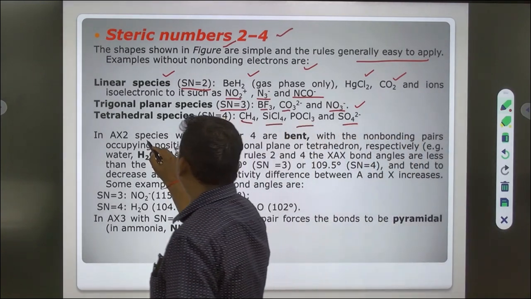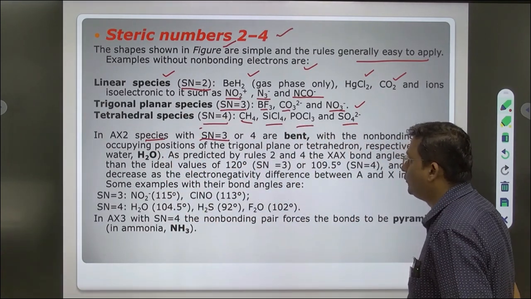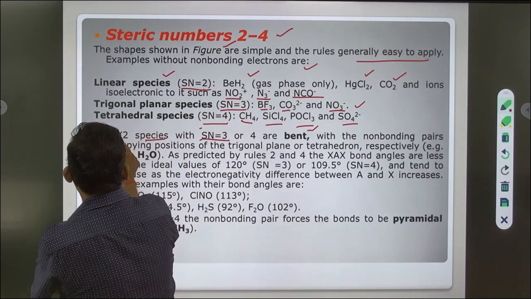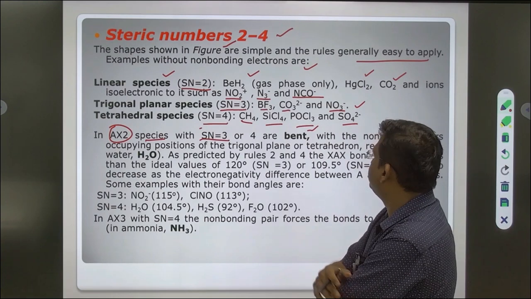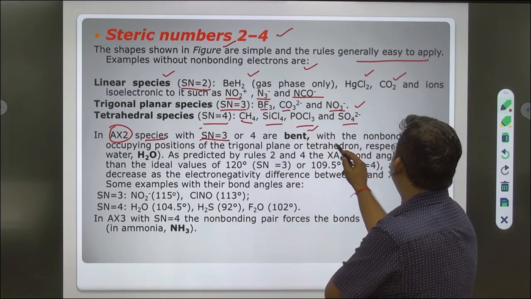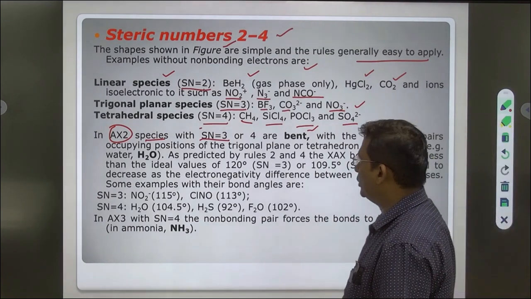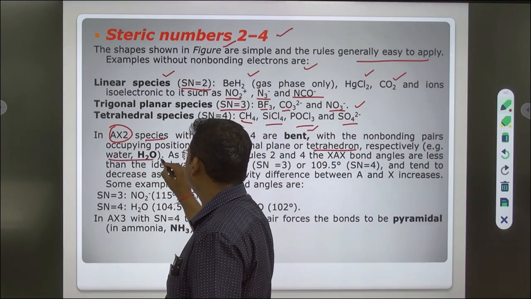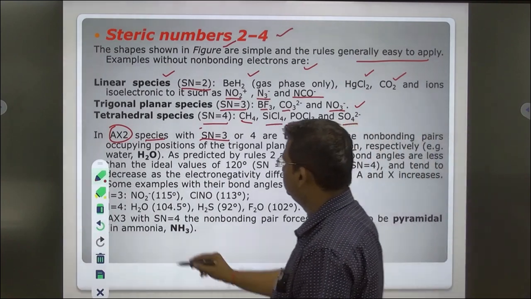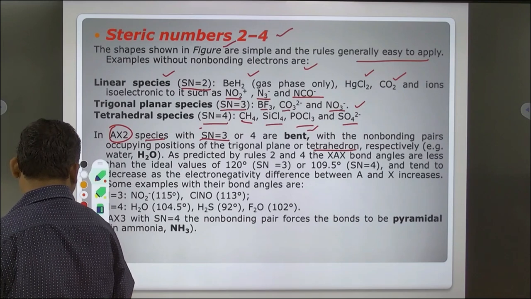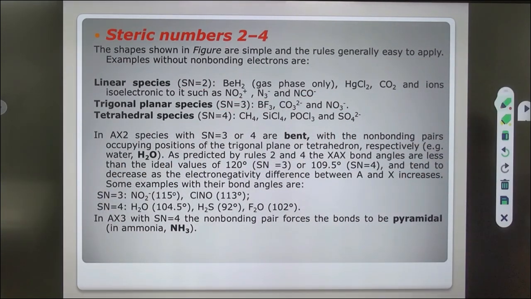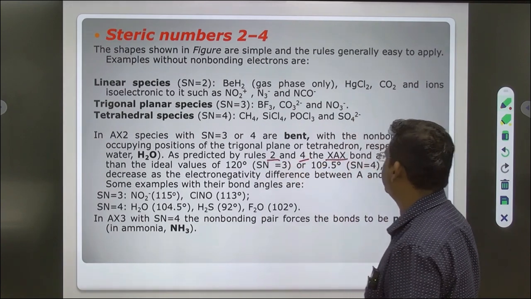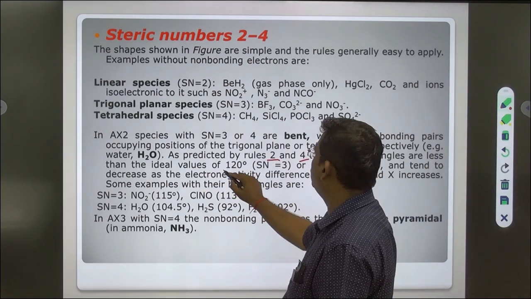In AX2 species where the steric number is 3 or 4, the structures are bent, in which the molecular bonding pairs occupy positions of trigonal planar or tetrahedral geometry respectively. Examples are the water molecule and S2O. In the water molecule, as predicted by rules 2 and 4, the XAX bond angle is less than the ideal value.